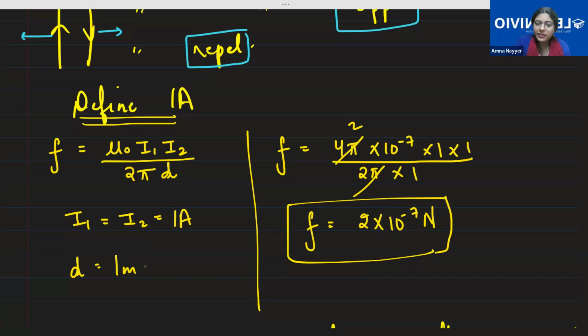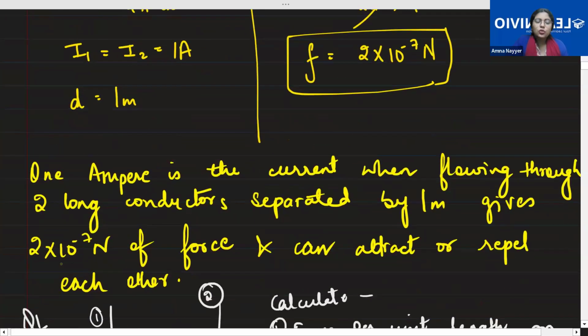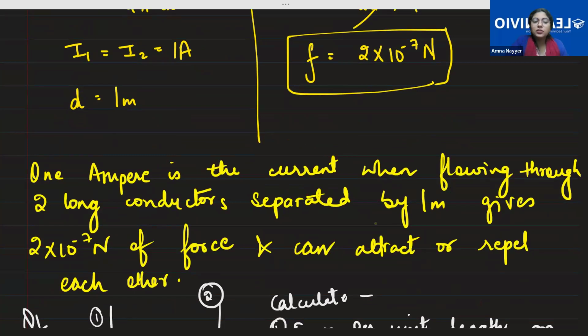The separation distance between the wires is 1 meter. So mu naught by 2 pi will be equal to 4 pi into 10 to the power minus 7 by 2 pi. So force per unit length becomes 2 into 10 to the power minus 7 Newton. So 1 ampere is the current which, when flowing through two long conductors separated by 1 meter, gives 2 into 10 to the power minus 7 Newton of force, and they can attract or repel each other. So this is how you can define 1 ampere.